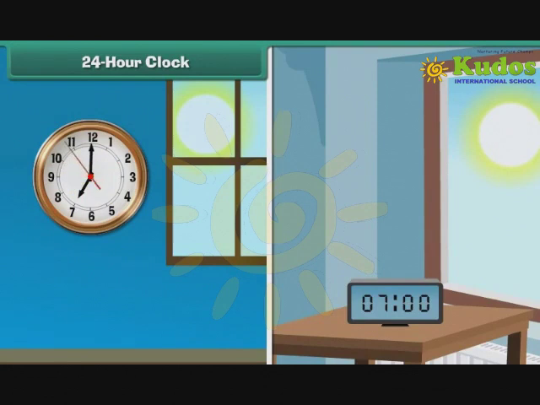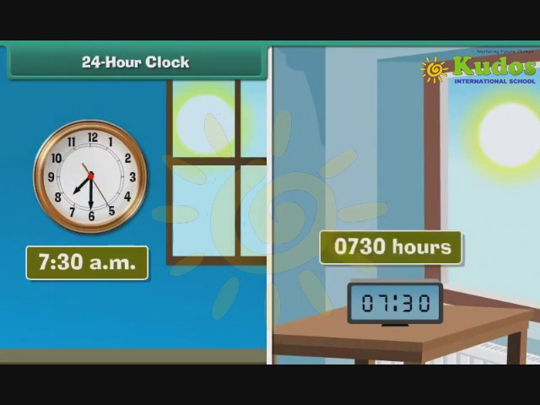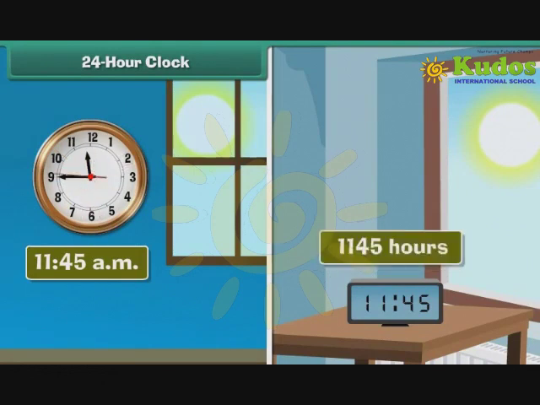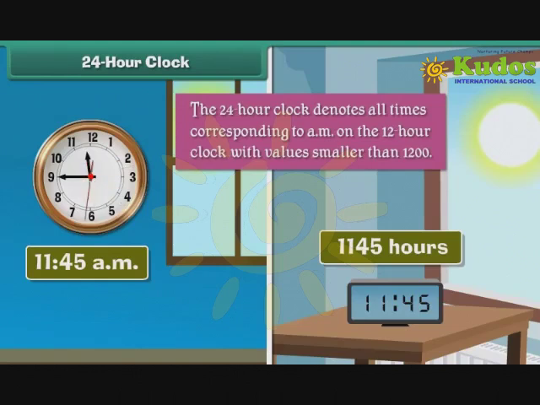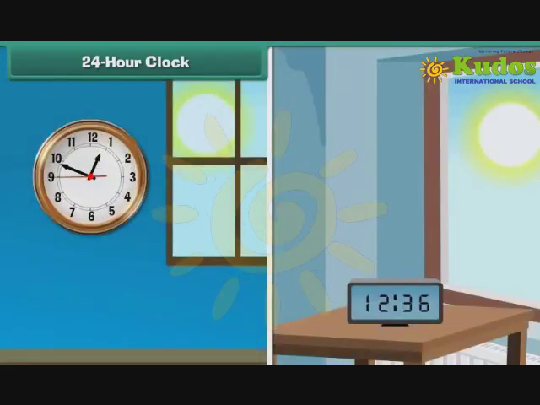Conversion to 24-hour clock. Both the 12-hour and 24-hour clocks denote the first 12 hours of the day in an identical manner. 7:30 a.m. on the 12-hour clock is represented as 0730 hours on the 24-hour clock. Similarly, 11:45 a.m. is represented as 1145 hours. The 24-hour clock denotes all times corresponding to AM on the 12-hour clock with values smaller than 1200. After 12 noon, the two clocks differ in their representation of time.